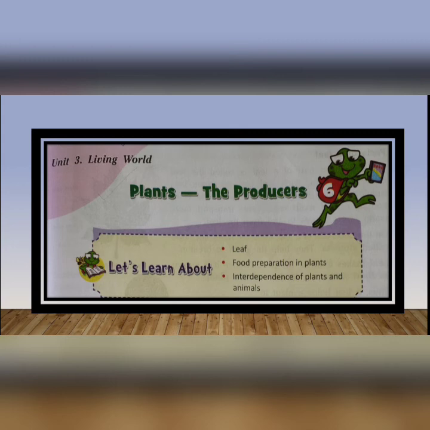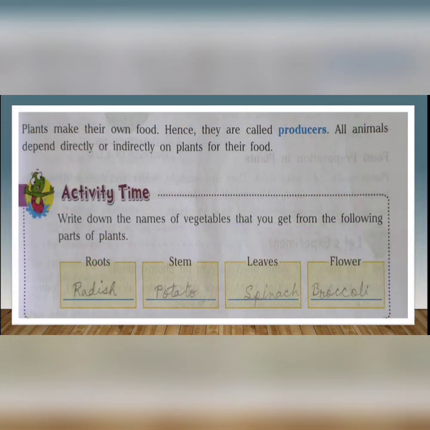From the chapter Plants the Producers, we learned about leaf, food preparation in plants, and interdependence of plants and animals. All plants are called producers because they can make their own food. And all the animals are directly or indirectly dependent on plants for their food. For example, herbivores, the animals which eat plants or parts of plants, are directly dependent on plants for their food.